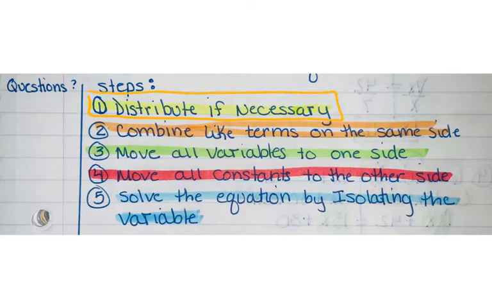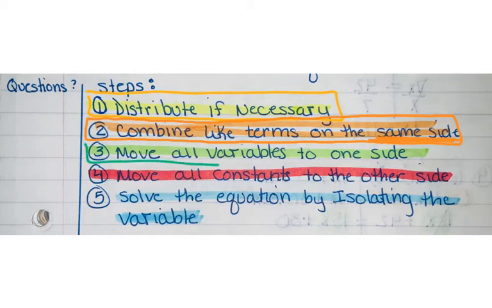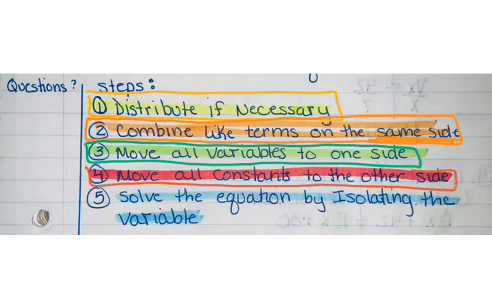Our steps for solving multi-step equations with variables on both sides are very similar to the ones we've already gone over. We need to distribute if necessary, combine like terms that are on the same side. Move all the variables to one side. In other words, combine like terms on opposite sides. Move all the constants to the other side.